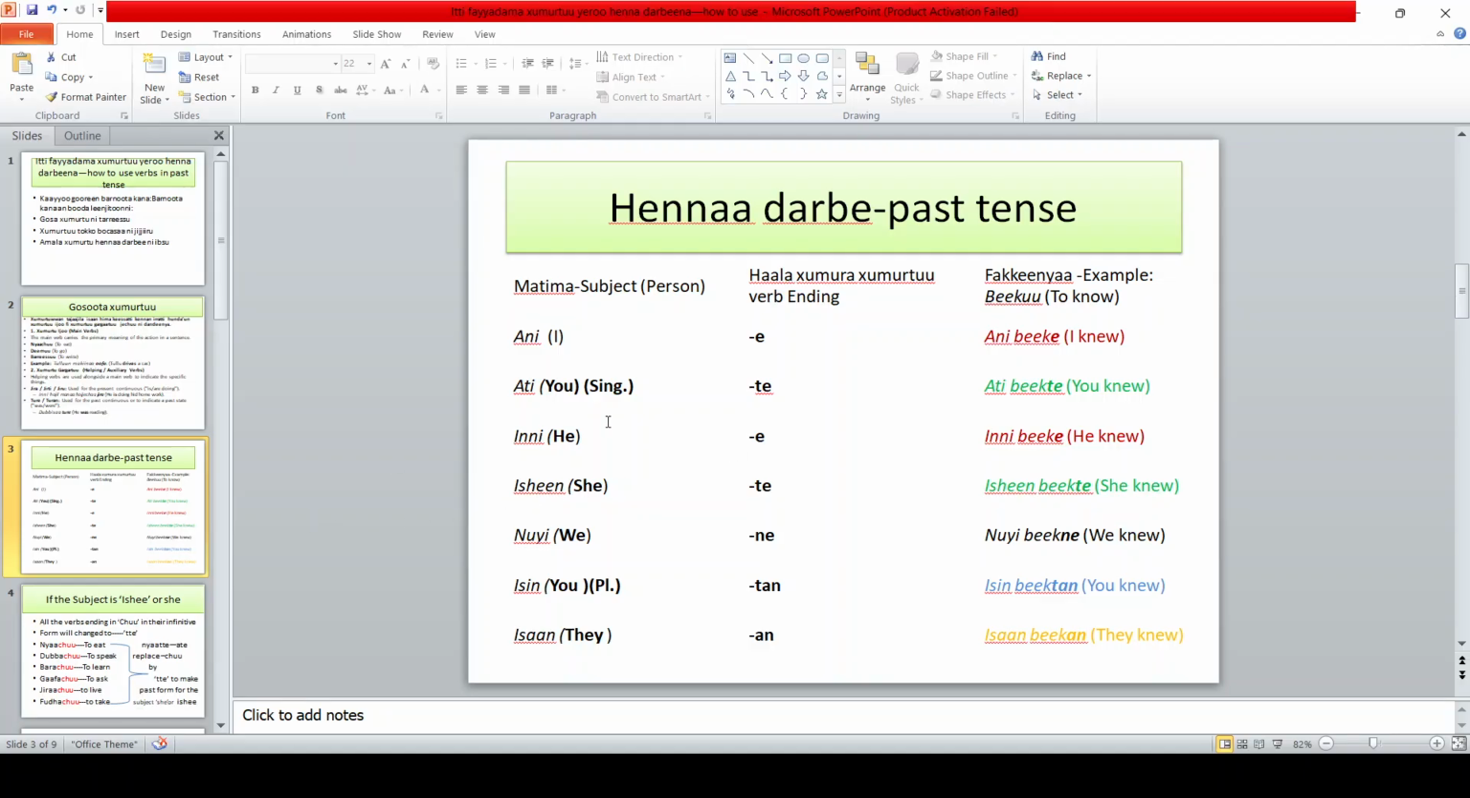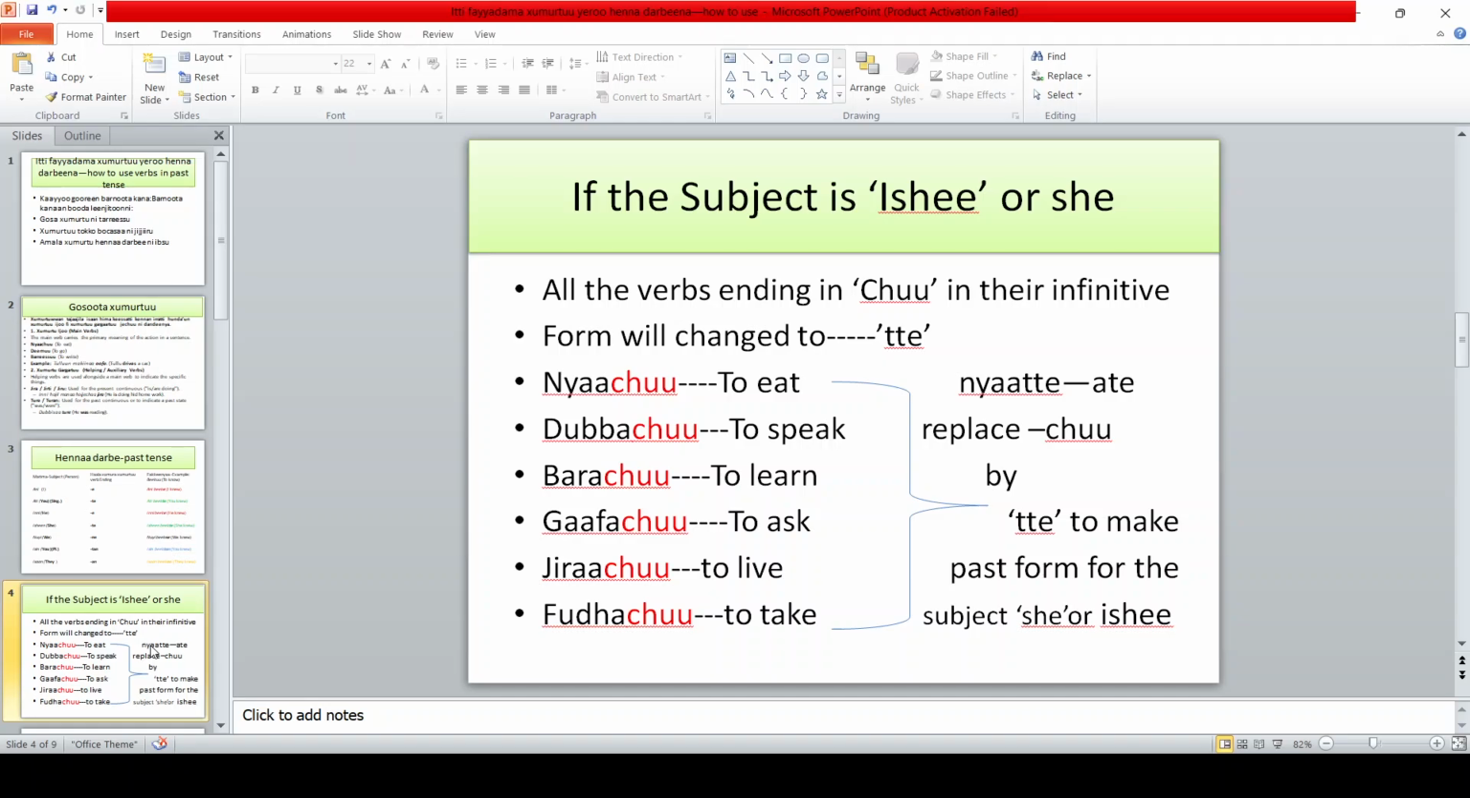So you know how this happened. We are going to look at them one by one, right? If we take the subject ishe, or she, all the verbs ending in chu in their infinitive form will change to te. If you look at this, nyachu means to eat, dubbachu means to speak, barachu means to learn, gaafachu is to ask, jirachu is to live, fudhachu is to take. So for example, from nyachu it changes to what?